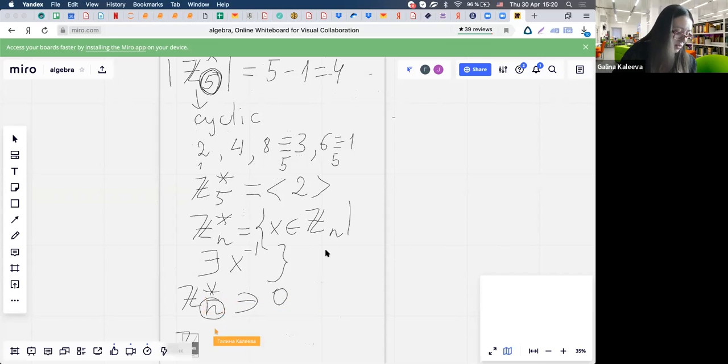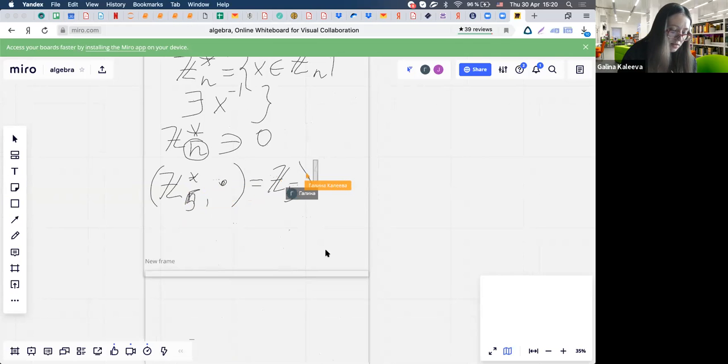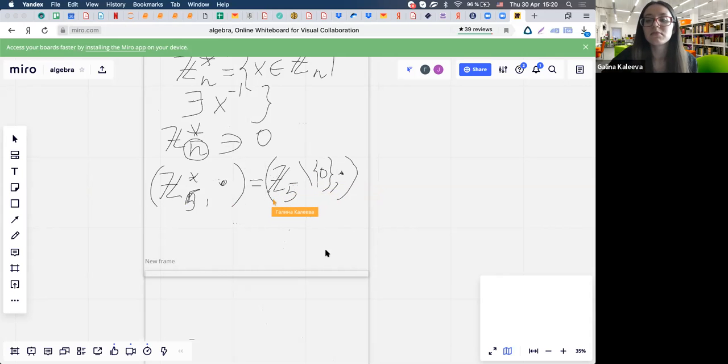So this multiplicative group is the same as taking Z5 minus 0, and the operation is multiplication. Okay, this is the fact from the lecture, right? And this is a group because it's associative.